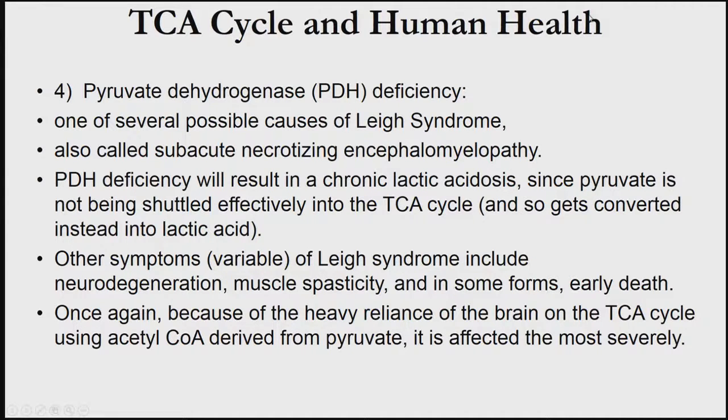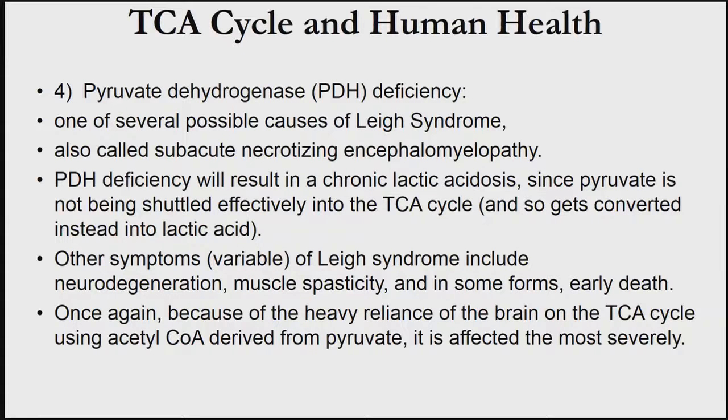There are actually multiple different things that could cause Leigh syndrome, and I'm going to mention Leigh syndrome again in the next lecture. It's a very severe condition. Once again, if you think of what's going to happen if you can't convert pyruvate to acetyl-CoA, where's pyruvate going to go? Lactate, right? So you do get a chronic lactic acidosis. You get that neurodegeneration, so you get that necrotizing encephalomyelopathy. Muscle spasticity, once again, you can affect muscle's ability to generate energy. And most forms result in an early death within the first couple years of life.